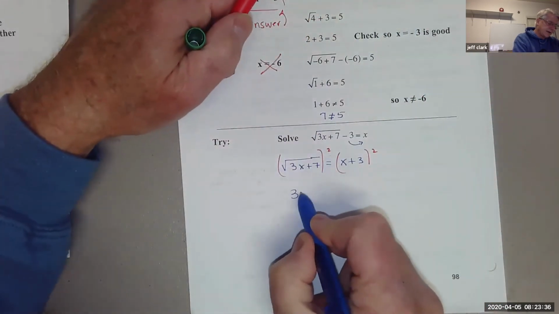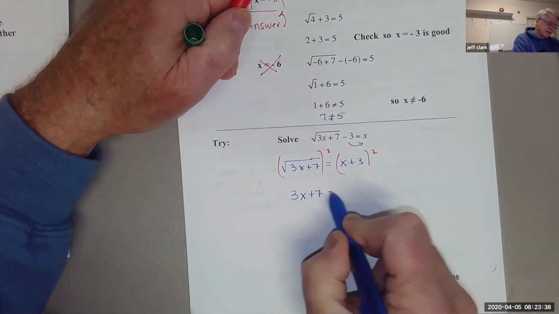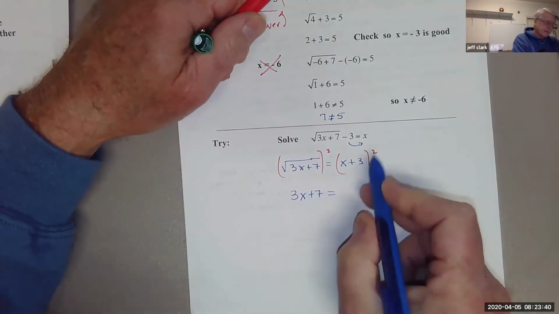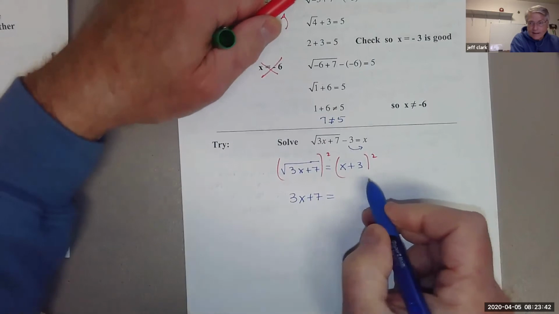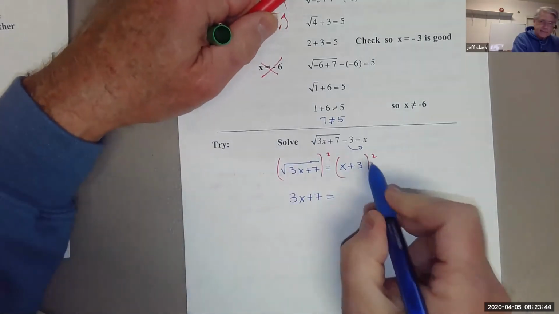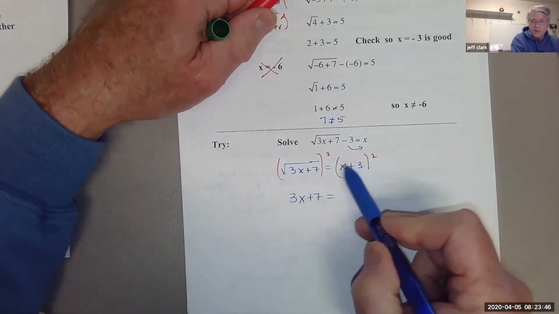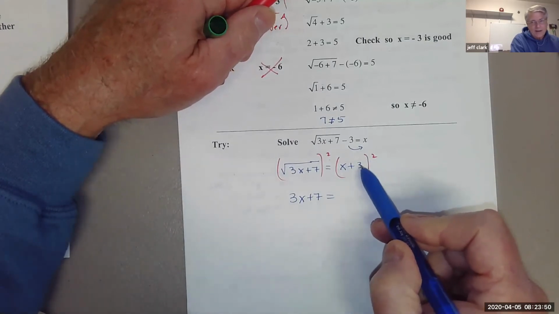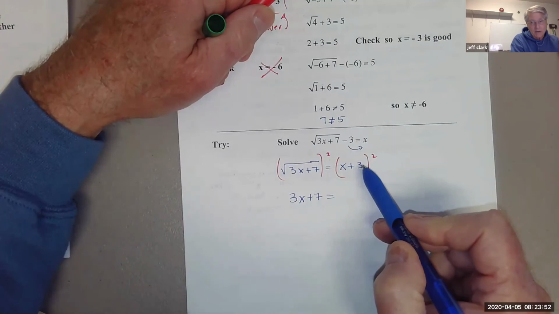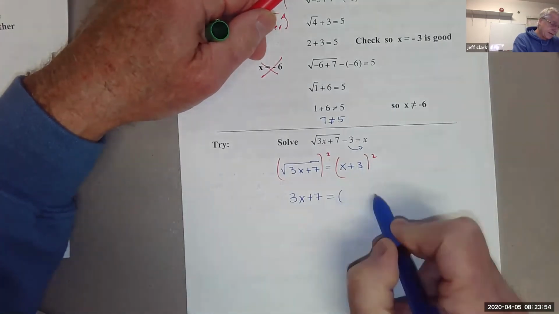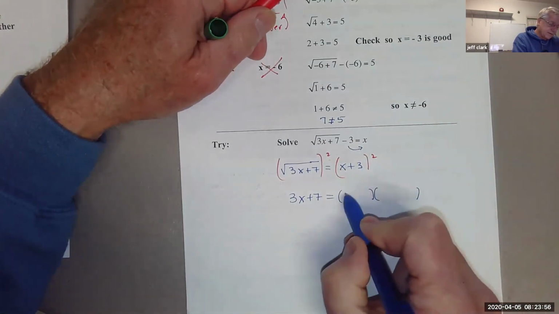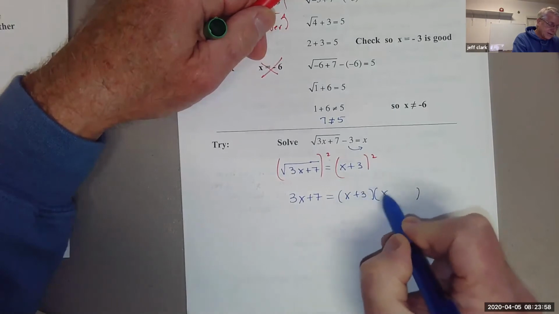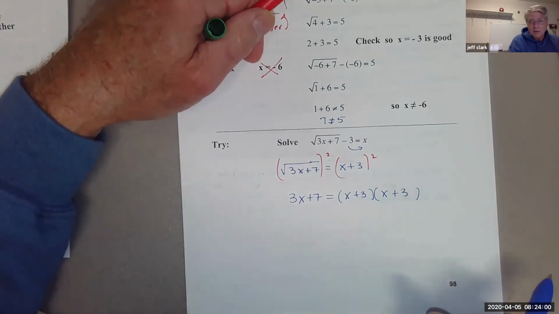leaving me 3x plus 7 equals, and don't forget to write this down twice. You got to write it down twice. The mistake is when you just take the power 2 and give it to the x and give it to the 3 without writing it down twice and foiling. We gotta foil. So I wrote it down twice.